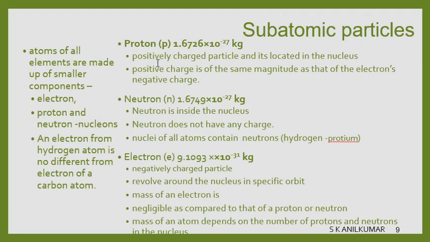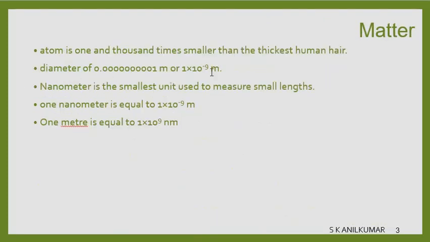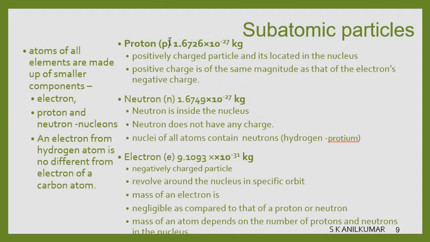So what about the proton? The mass of a proton is 1.67 into 10 power minus 27 kilogram. The size of an atom we know is 10 power minus 9 meter. The diameter is 10 power minus 9 meter, called a nanometer. Now the proton mass is 1.67 into 10 power minus 27 kilogram. Proton and neutron together are in the nucleus, nucleons.